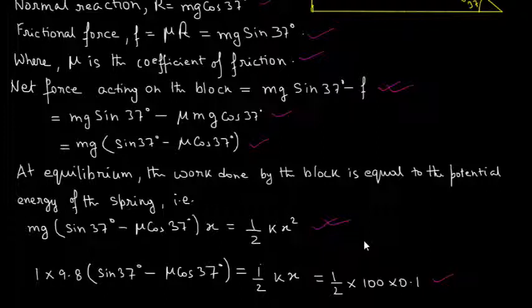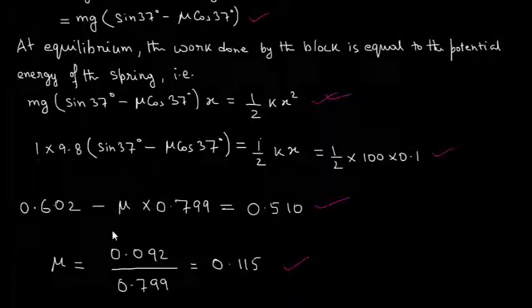Putting the values of m and g, we get 1 multiplied by 9.8 multiplied by bracket sine 37 minus mu cos 37 is equal to half kx square, that is half multiplied by 100 multiplied by 0.1 square. Again, we get 0.602 minus mu multiplied by 0.799 is equal to 0.510. Mu is equal to 0.092 upon 0.799, which is equal to 0.115.